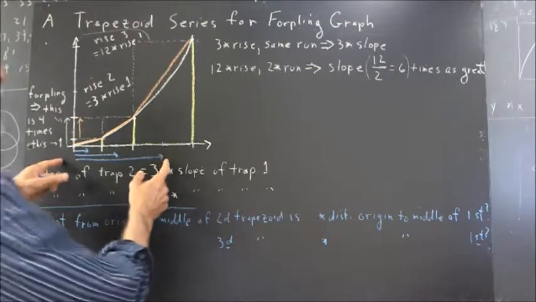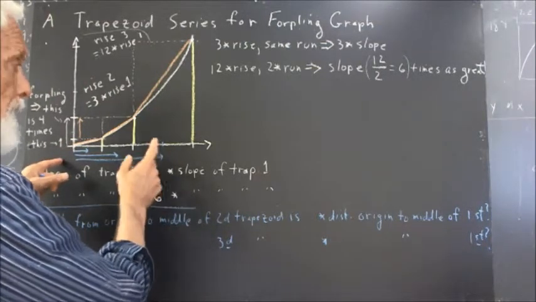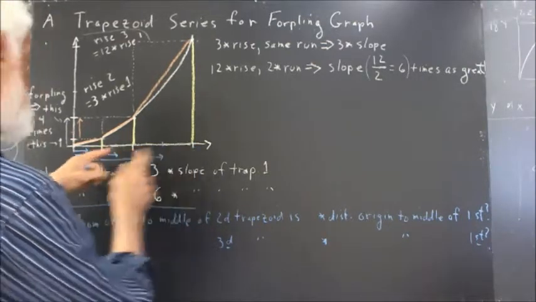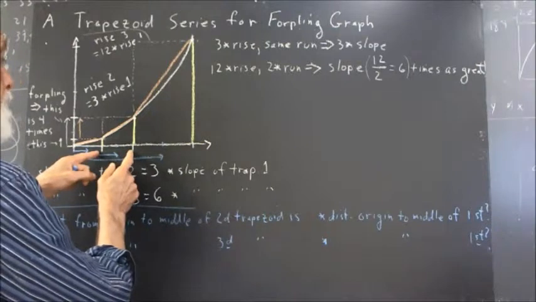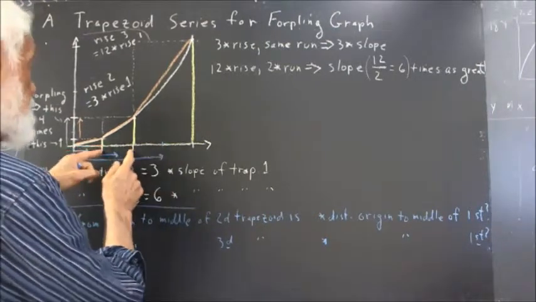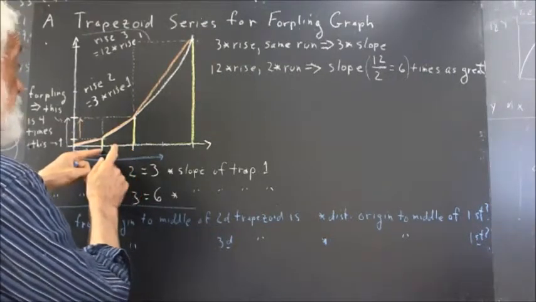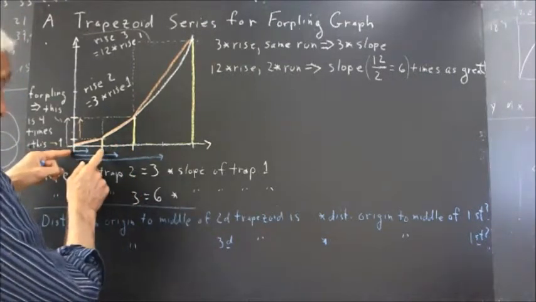Okay, well, what about this? Well, this distance here is half of this distance. This distance is double this, so that this distance has to equal this distance. Now, this distance is 2 times this distance.